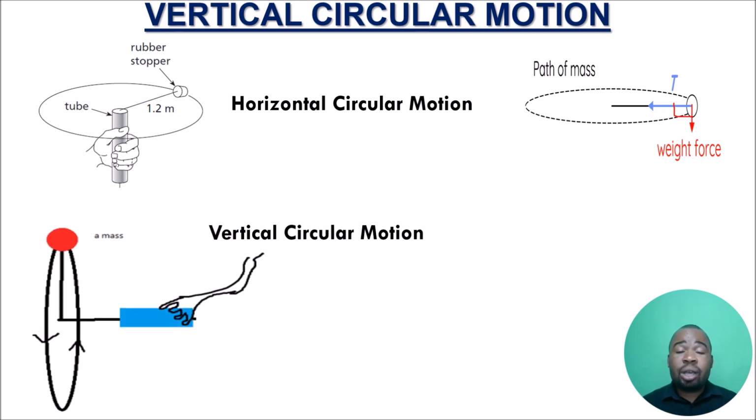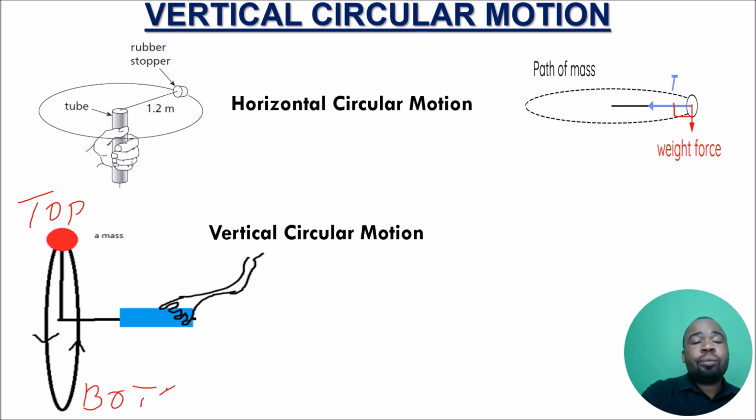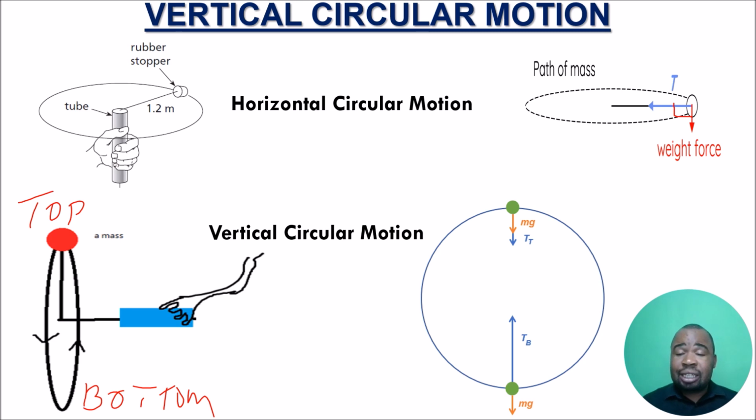A vertical circle is a circle in which an object has a top position. At one point in time, it's at the top. At another point, it's at the bottom. In other words, the gravitational potential energy of an object is constantly changing as the height with reference to the ground is changing. And because of that, we will see that the tension within the string is going to be changing.